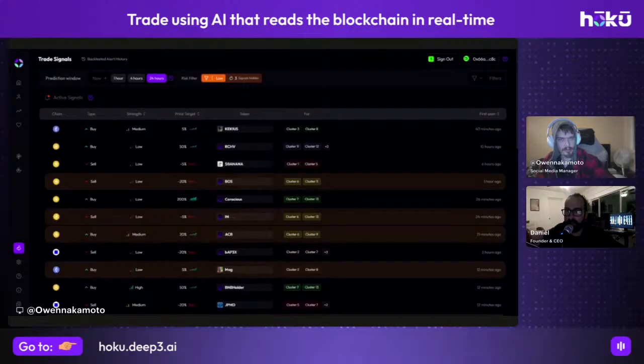Oh wait, no, this is from BitQuery. So this would be a BitQuery API. Let's see, where is pricing? I think it needs to be charged, I think. Pricing, here we go.